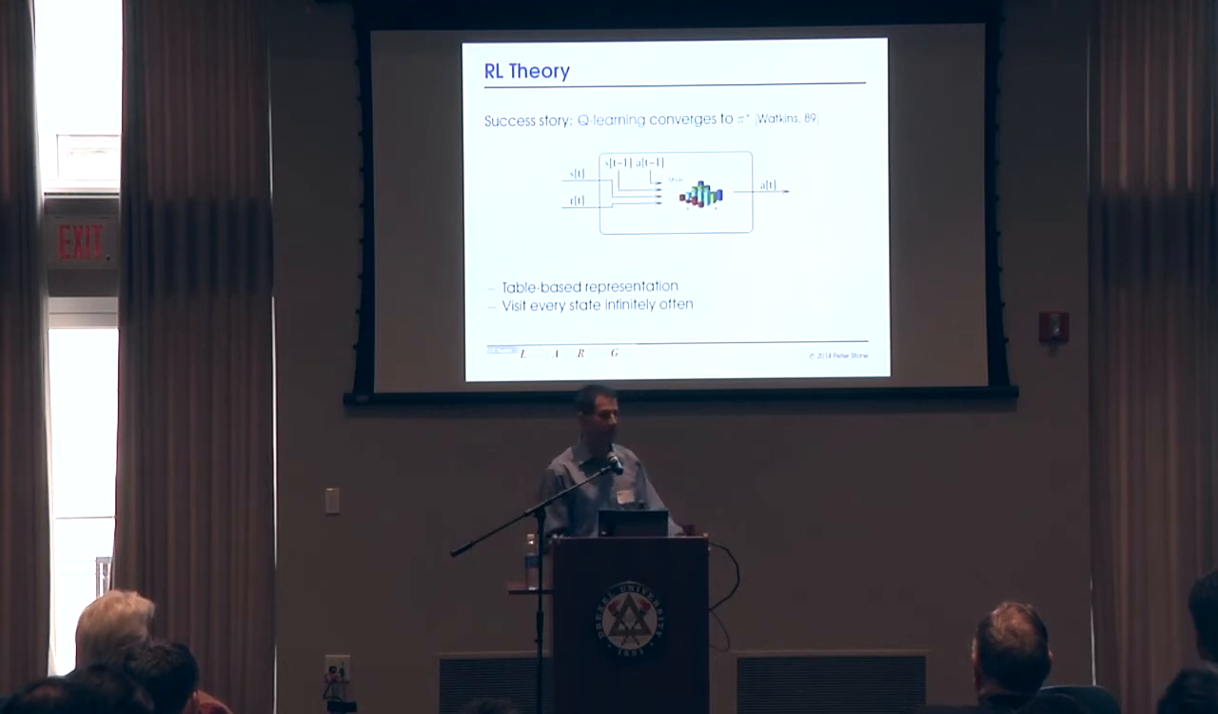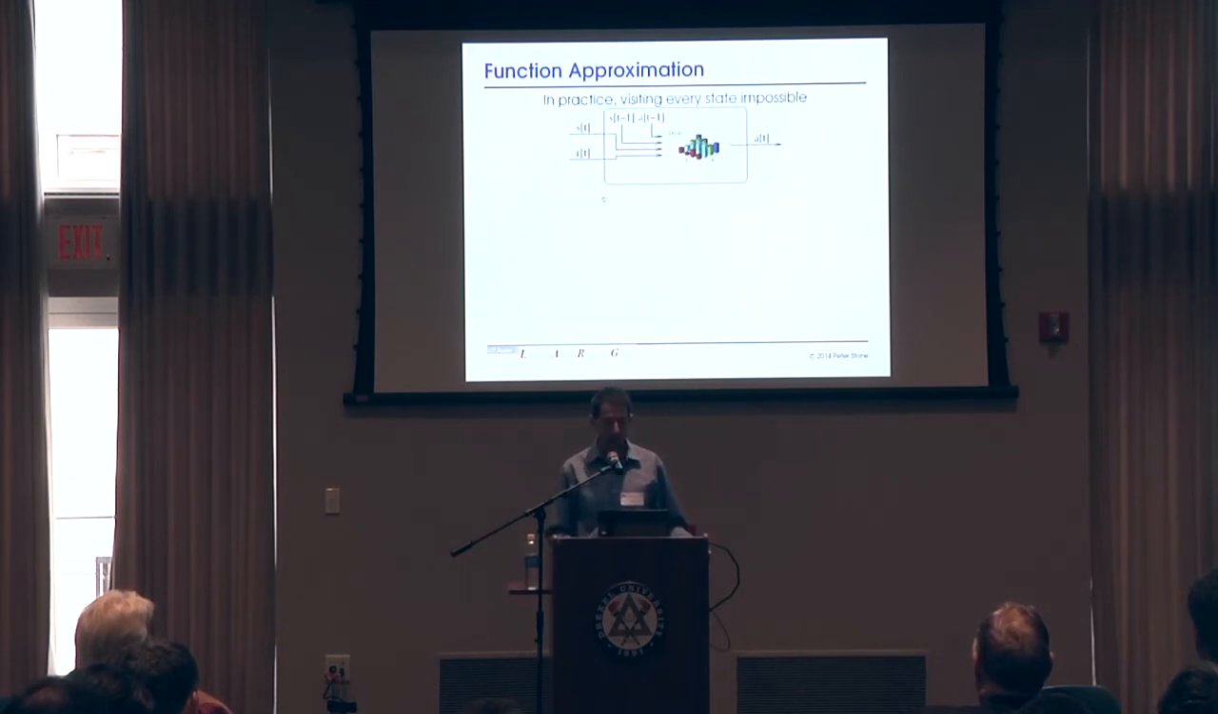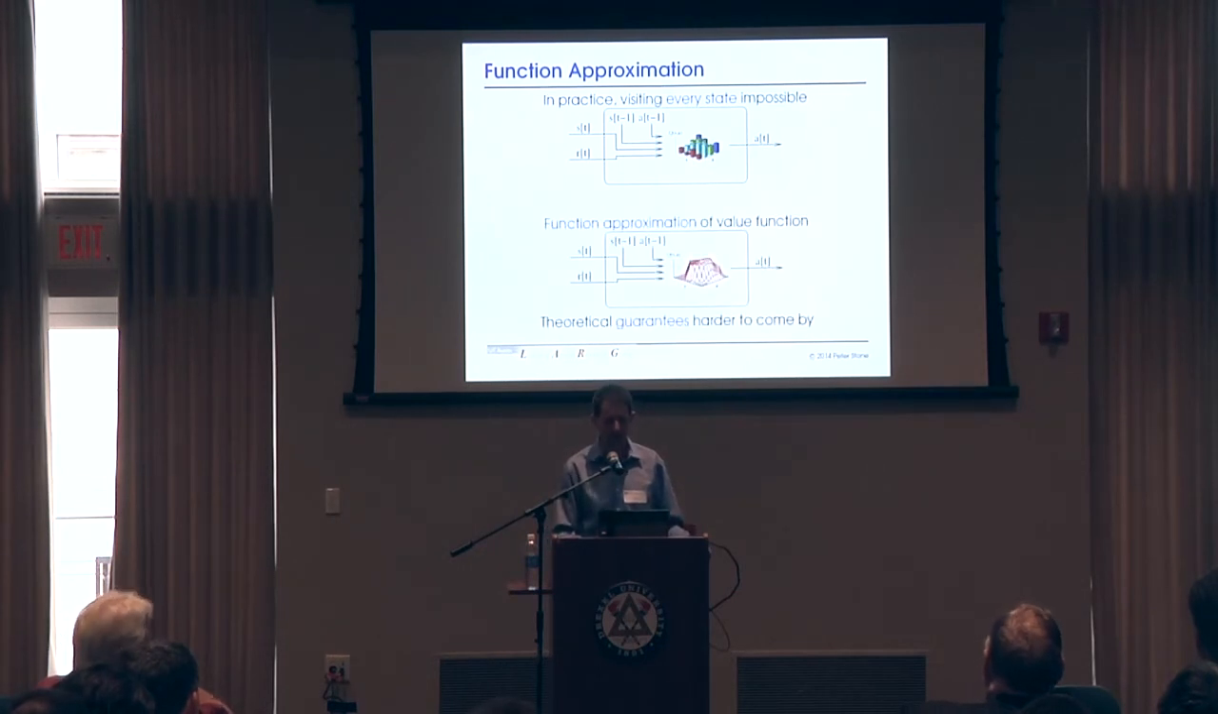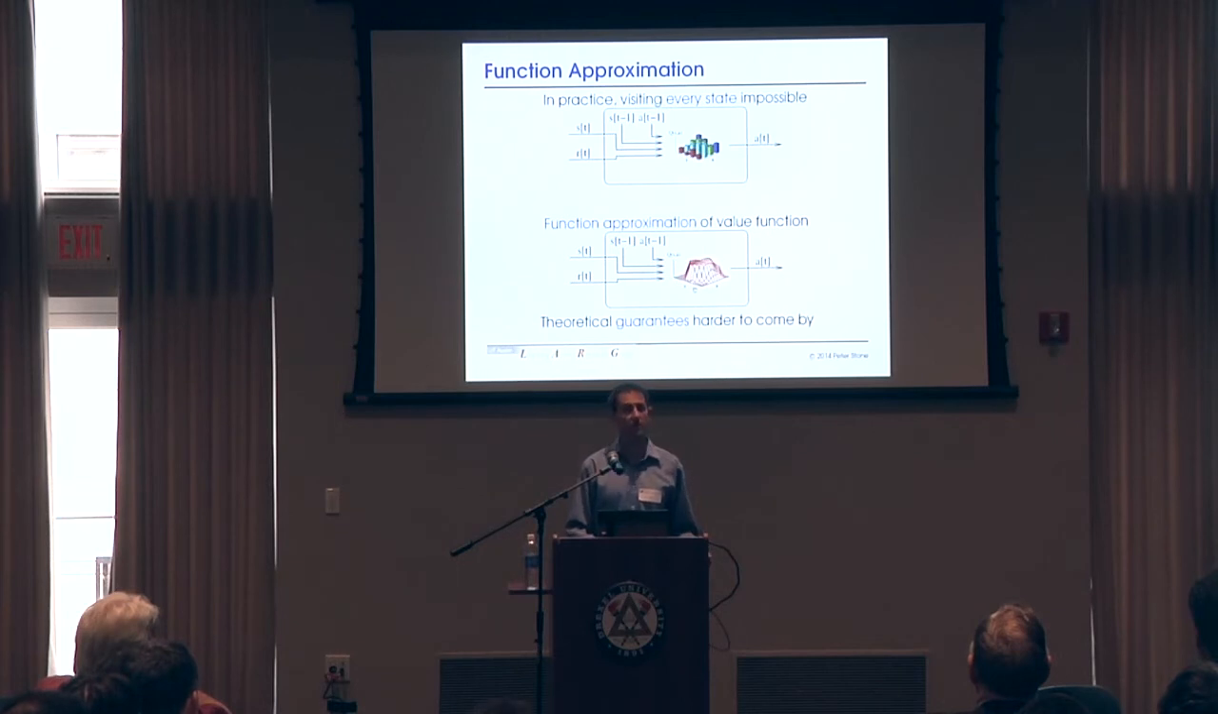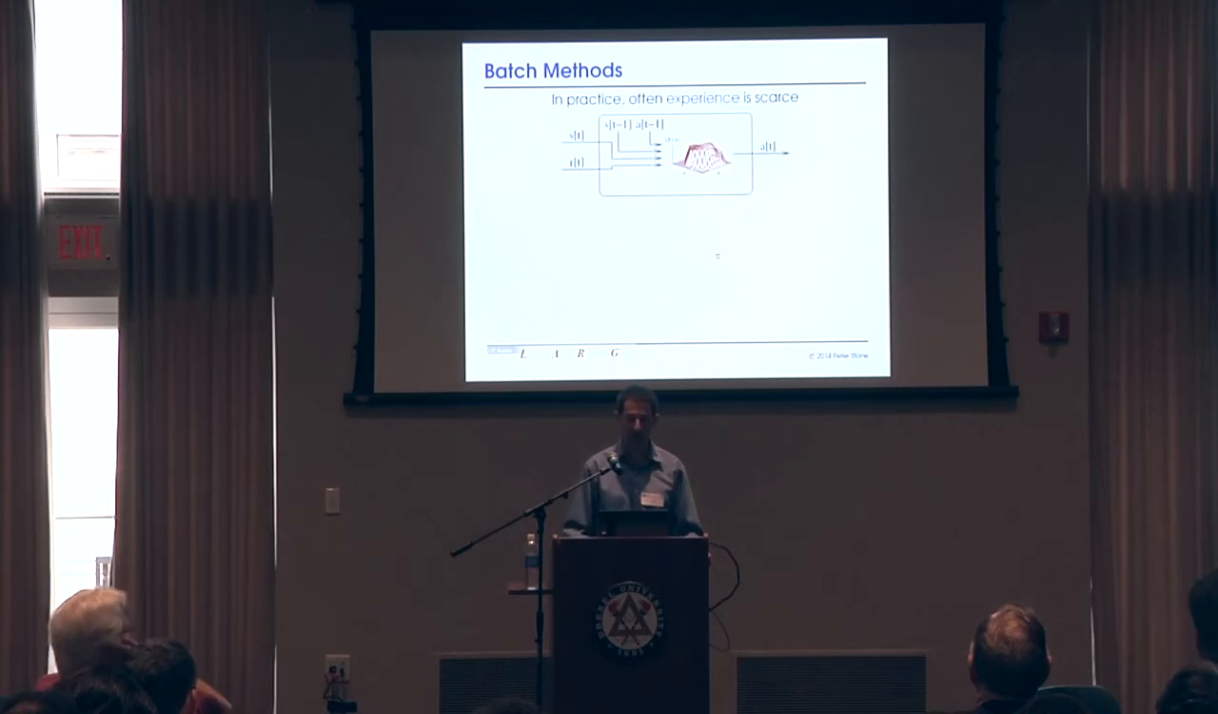And also the theoretical results require that you visit every state infinitely often, which is never possible in practice. So there have been a series of advances, and in the interest of time, I'm going to skip through these. One is just to give you the pictorial view. Rather than representing it as a table, you can fit a continuous function, what's known as function approximation. Now you can generalize to states you've never seen and maybe do a one-dimensional search over the action space.